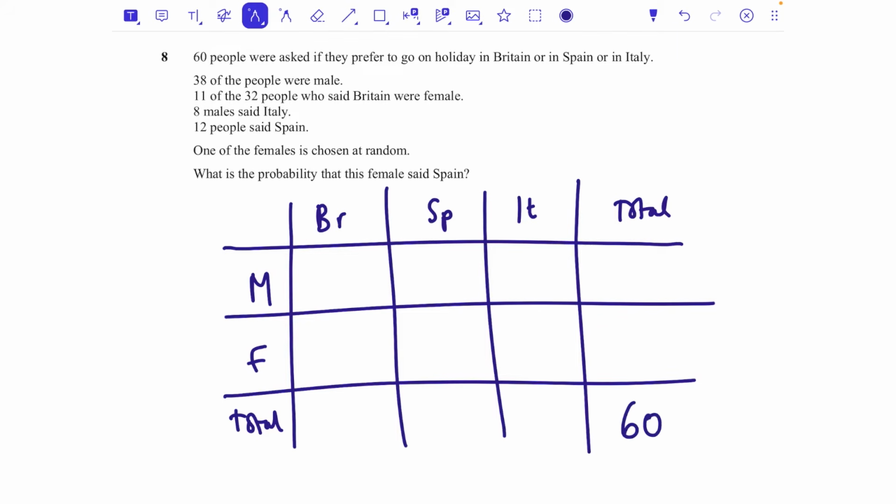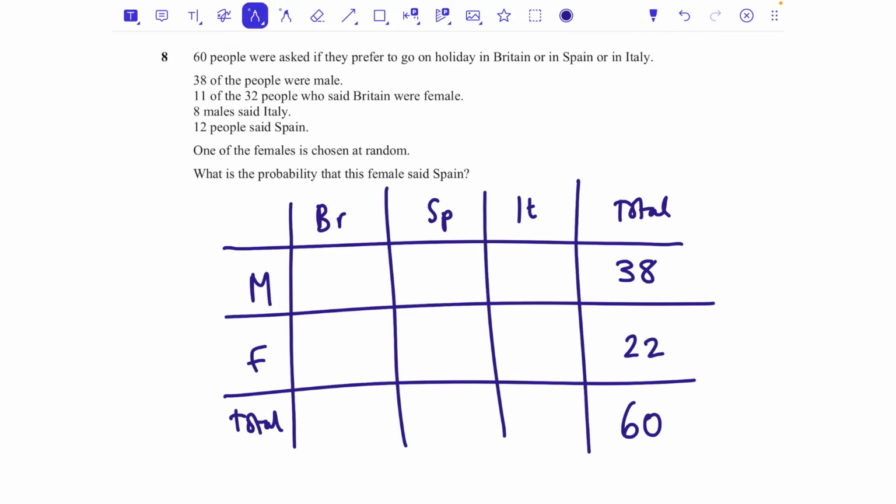60 people were asked. So we know the total number of people is 60. 38 of the people were male, so I'm going to go all the way to the end of the male row, and that's 38, which means that we know the rest of the people that were asked, which would be 22, were female. So I'm going to go ahead and fill that in.